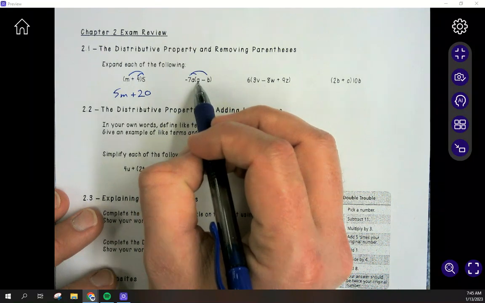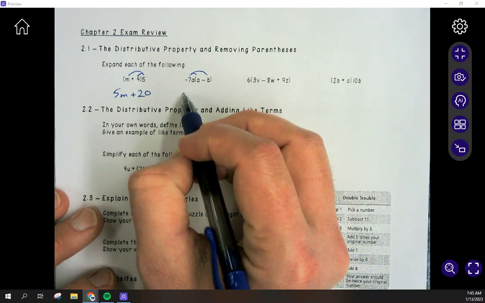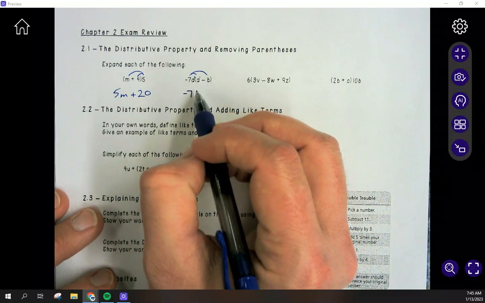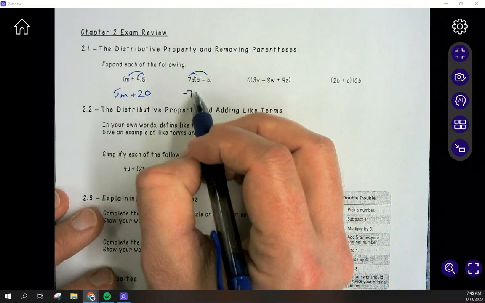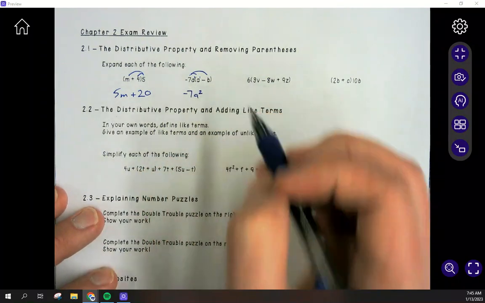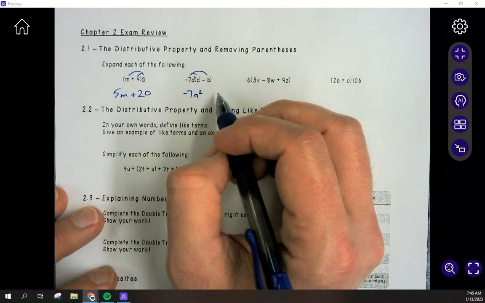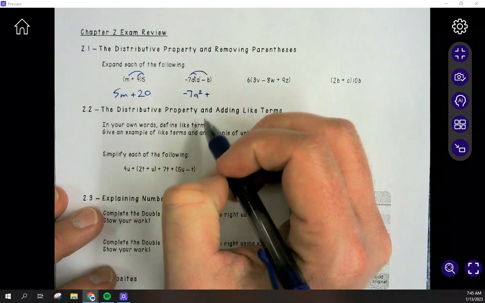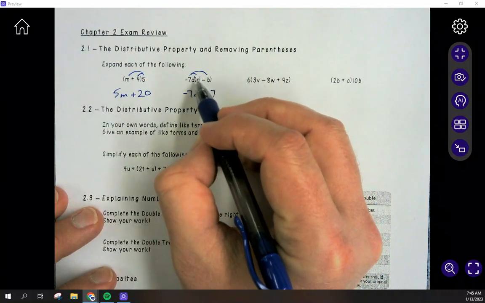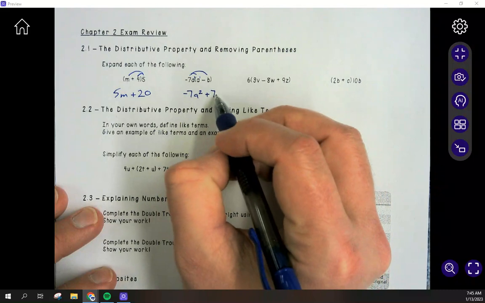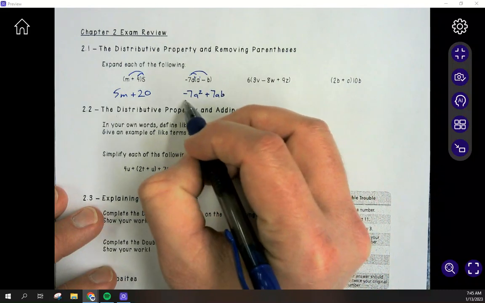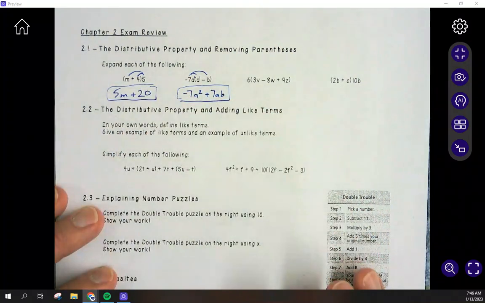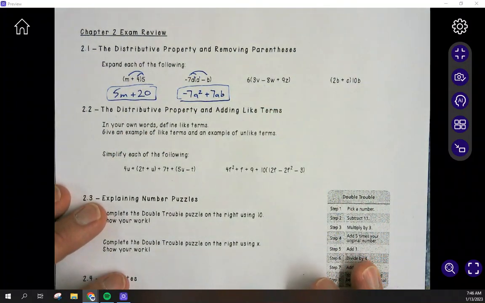So first part right here, negative 7a times a is negative 7. That's not going to change. A times a, these are really like a to the first. Anything times itself can be expressed squared. So a times a is a squared. And now this is a negative times a negative, so this is going to be a positive. I'm going to write plus. The 7 stays because it's really 7 times 1. And a times b just becomes ab. You cannot do anything with those. Don't write ab squared or anything like that. That's only when it's the same variable times itself.